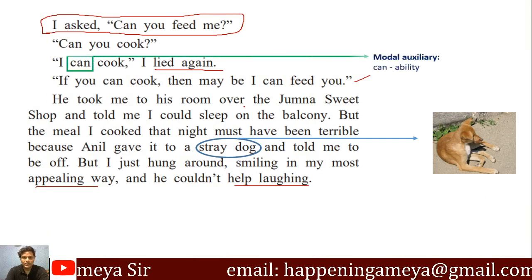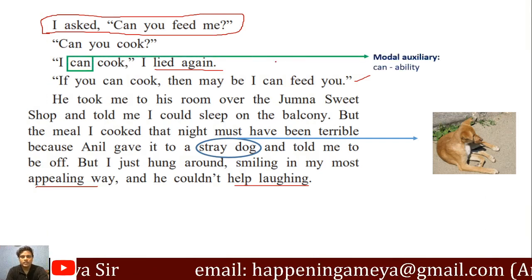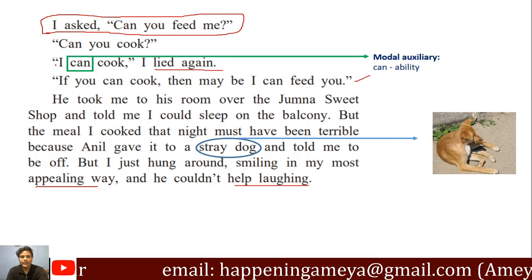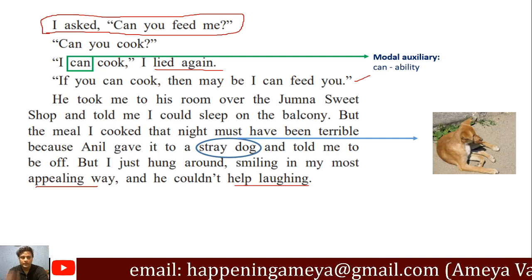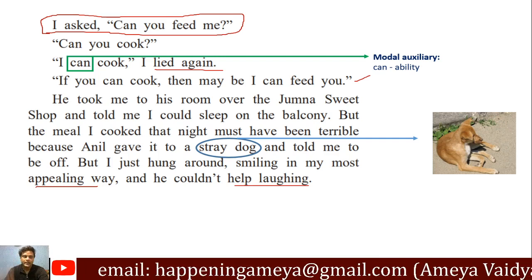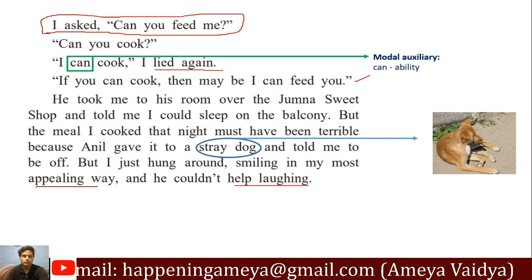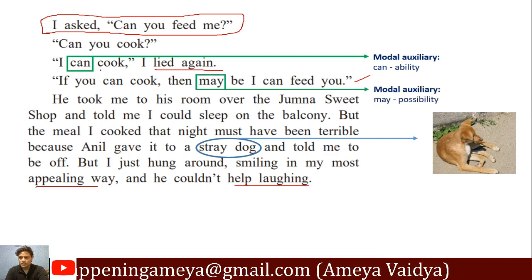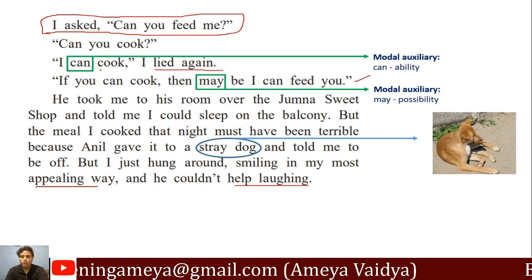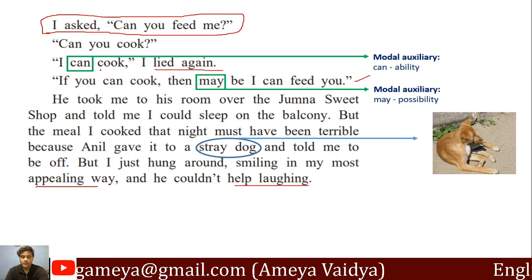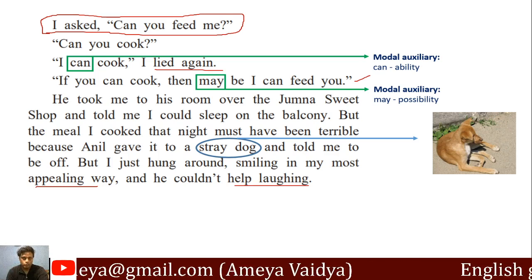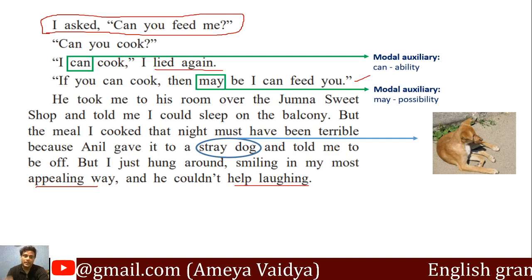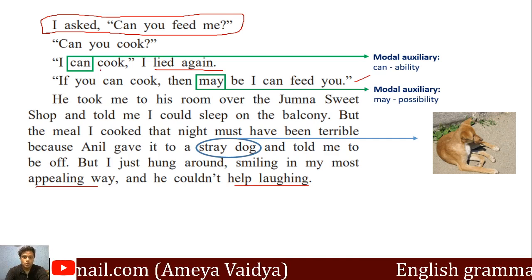Is there any entry here? Yes. Now, can is a modal auxiliary of ability. I can cook. That shows ability. I can speak, or I can cook. Something like that. Another modal auxiliary is may, which is the modal auxiliary of possibility. Maybe I can feed you. If you can cook, then maybe I can feed you. There you go. So that's the one.